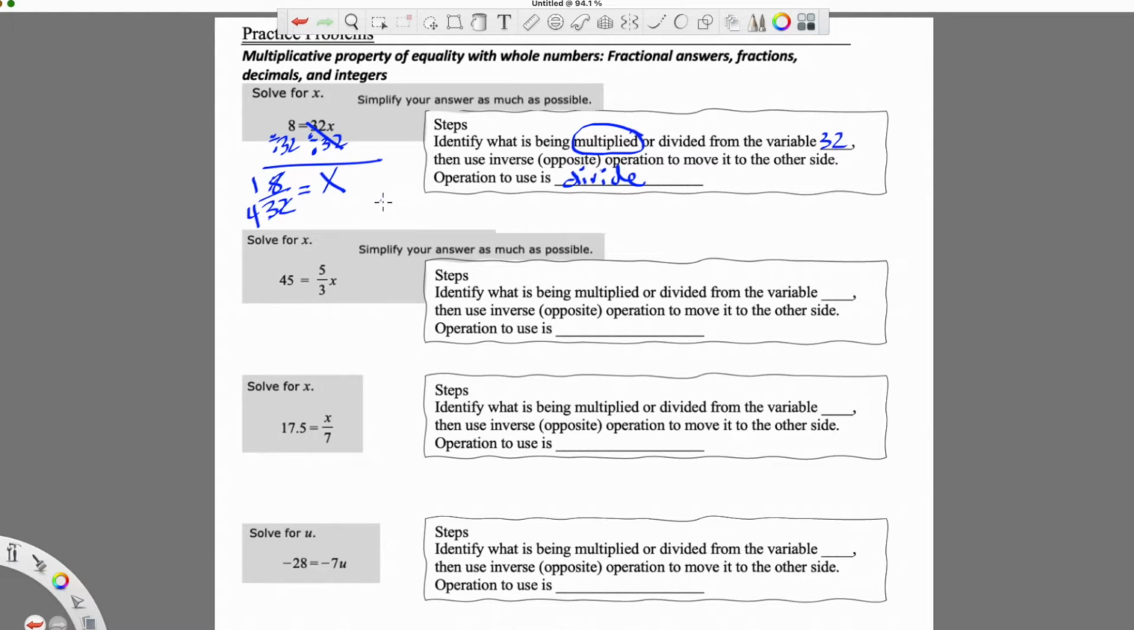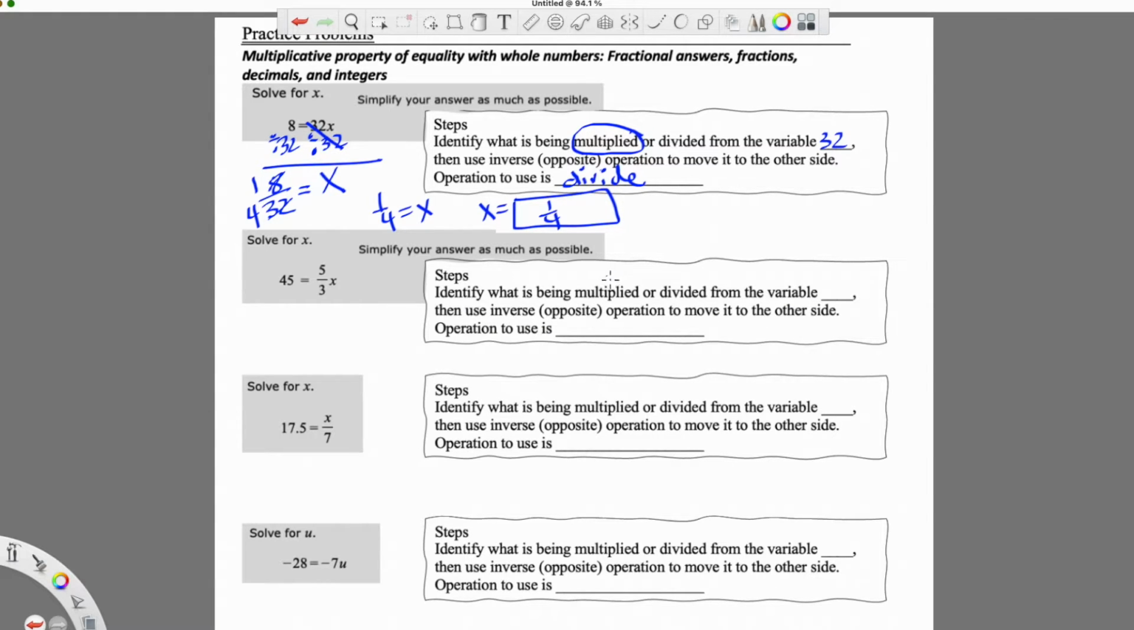8 can divide by itself 1 time, and 8 can divide into 32 4 times. So the answer is 1/4 equals x. And on Alex, it's probably going to say x equals. It's going to have a box like this. That's okay. Even though I have 1/4 equals x, it's the same as x equals 1/4. You can flip the sides of that equal sign perfectly fine. It does not change anything.